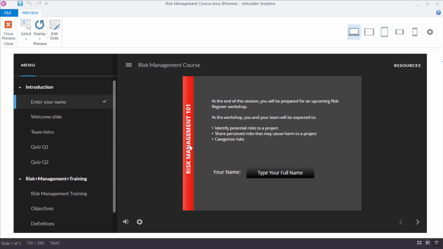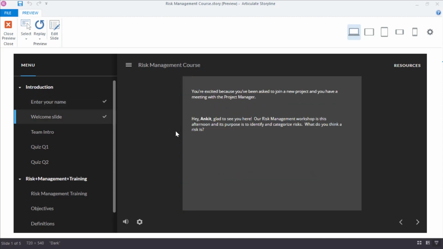All right, so we have now the preview ready. So it's asking for my name. I'll enter my name here and then click on the next. Whatever name I am entering here is getting captured in a variable. I've designed a variable in Articulate Storyline, and it's getting captured in that variable. And now we are referencing this variable in the form of a text over here. So it is now prompting, hey Ankit, glad to see you here.